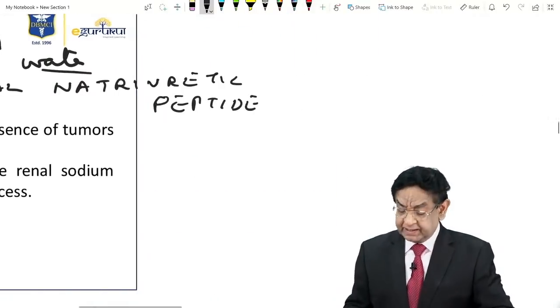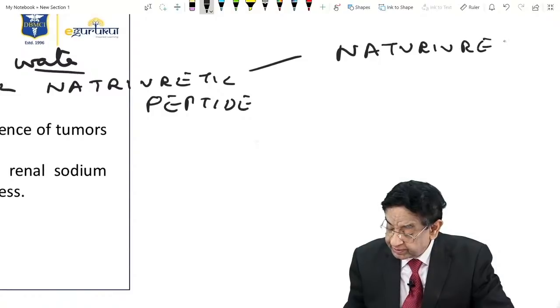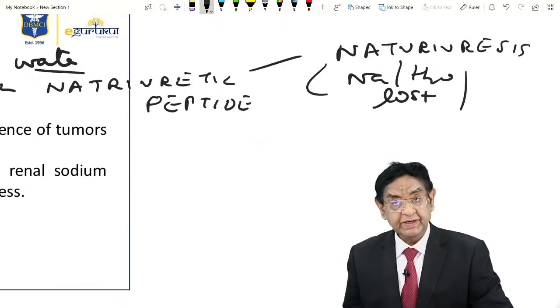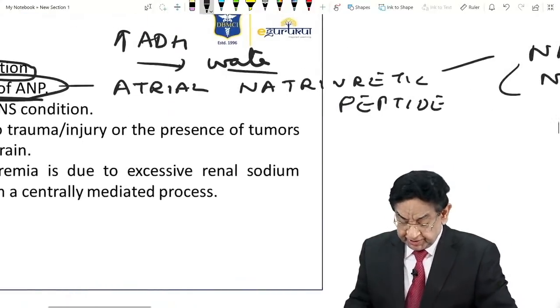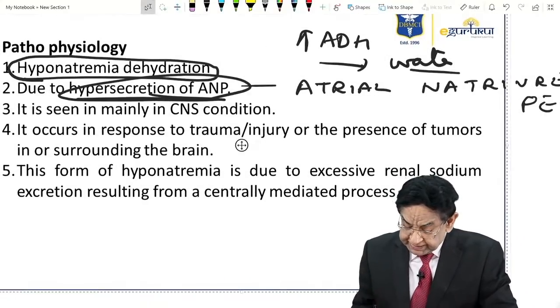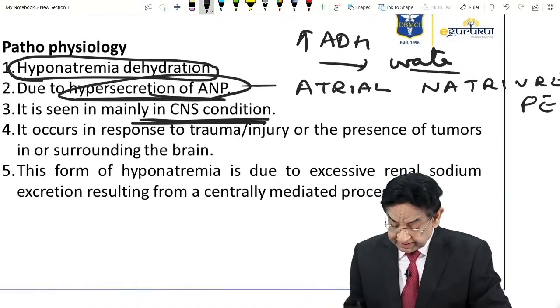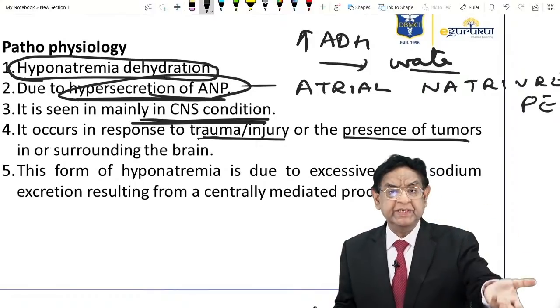Its main role leads to natriuresis. That means it causes loss of sodium and water in the urine. Got it? So it is going to cause sodium and water loss in the urine. It is seen in CNS conditions like head injury, trauma, or any tumor or any neurosurgical operation done.